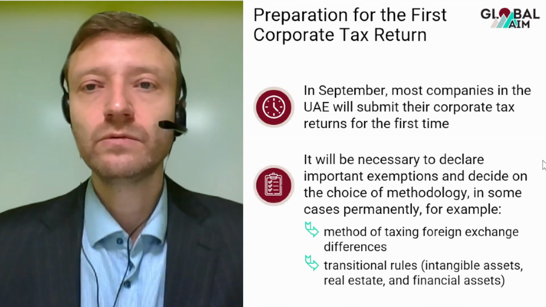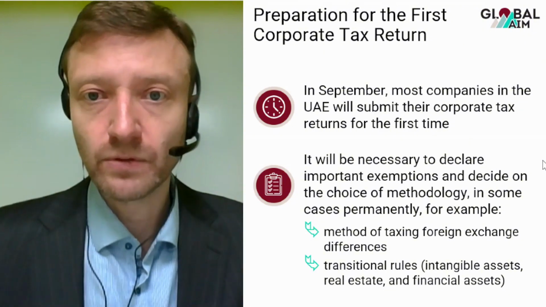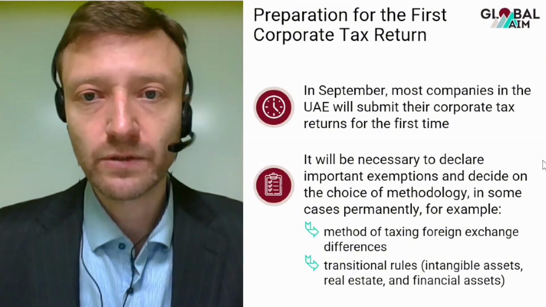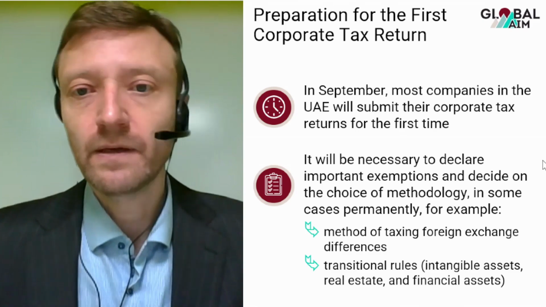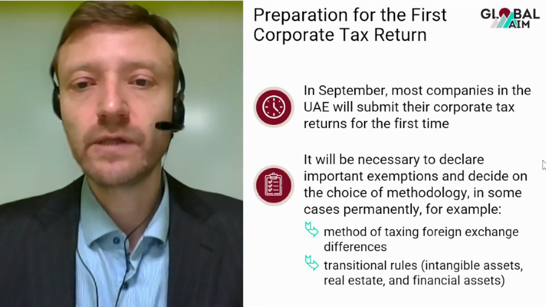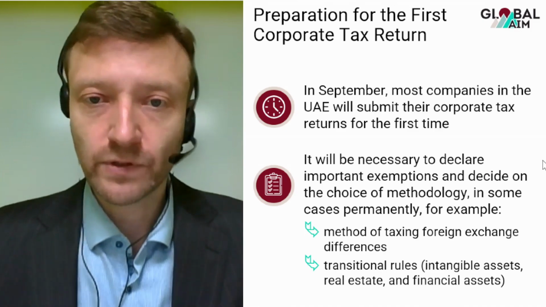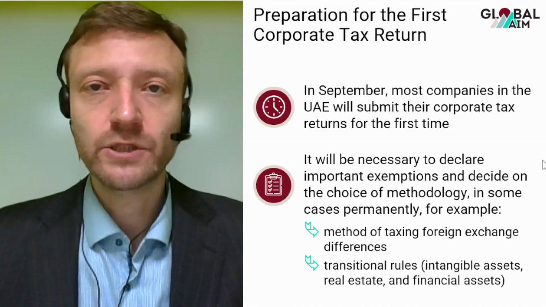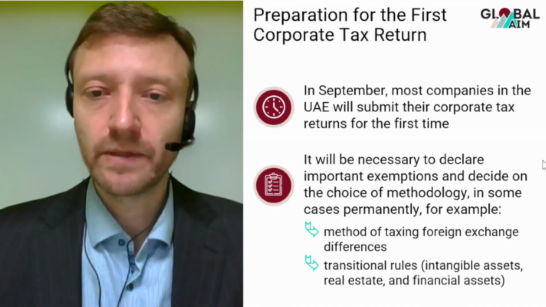In this first filing, it will be necessary to declare certain important exemptions and decide on the choice of methods, in some cases even permanently. This is why this first filing is really important. It cannot be overestimated. For example, the method of taxation of foreign exchange differences should be chosen, and the decision is permanent.